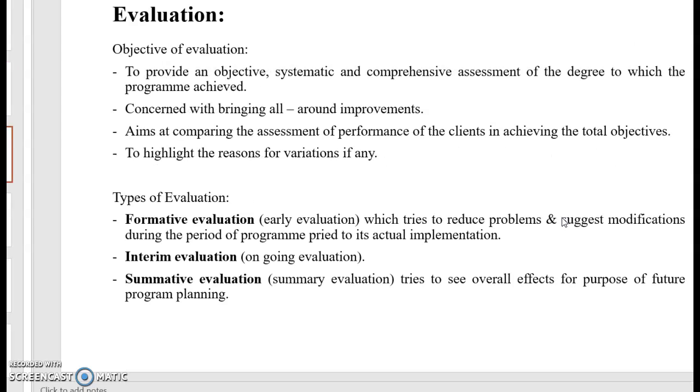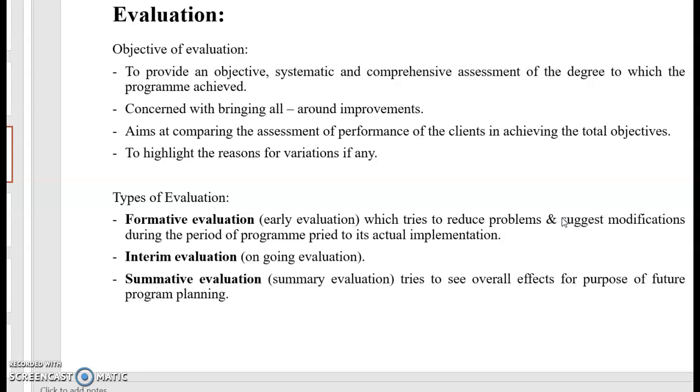Objectives of evaluation: to provide an objective, systematic, and comprehensive assessment of the degree to which the program achieved its goals. Concerned with bringing all-around improvements, it aims at comparing the assessment of performance of the clients in achieving the total objectives, to highlight the reasons for variations, if any.